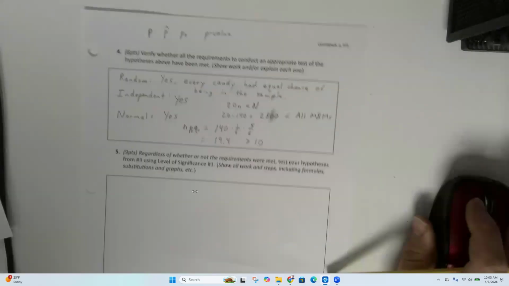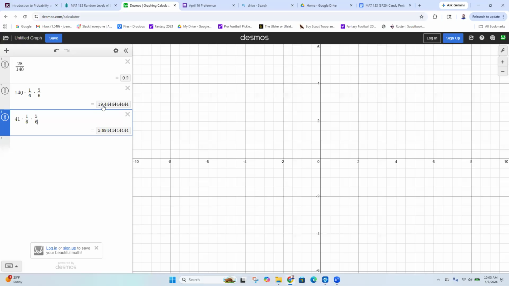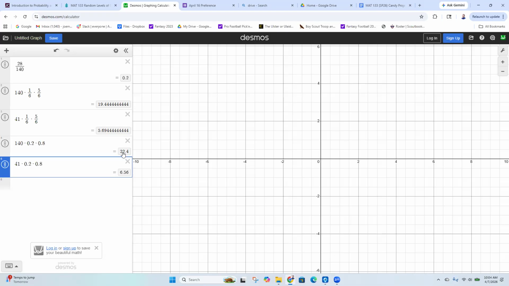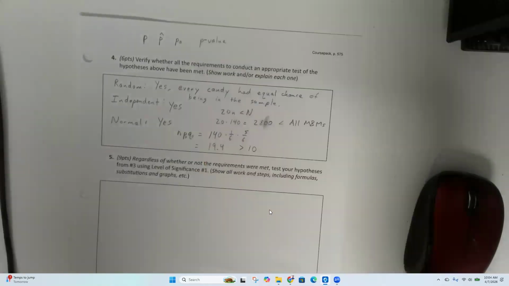My NPQ, I got 19.4. If instead I had done P hat, mine was 0.2 and my Q hat is 0.8, I would have gotten 22.4. 19.4 versus 22.4, they're both bigger than 10. They're not off by much. It's not a huge difference. If Yvette had used 41 times 0.2 times 0.8, if she had used p hat, she would have gotten 6.5 instead of 5.6. Neither of those is bigger than 10. She still would have gotten a no. It's not a huge difference. But technically for hypothesis testing, you use P0 instead of P hat. Whatever.